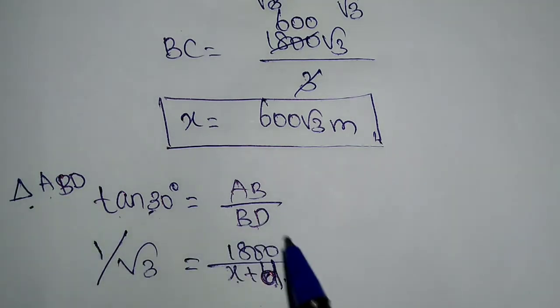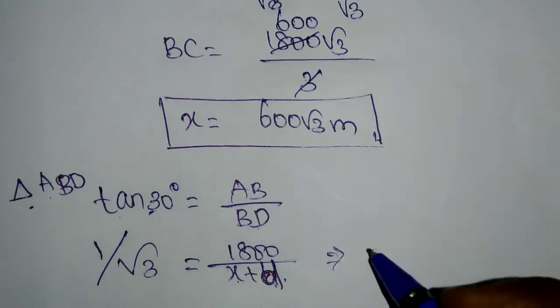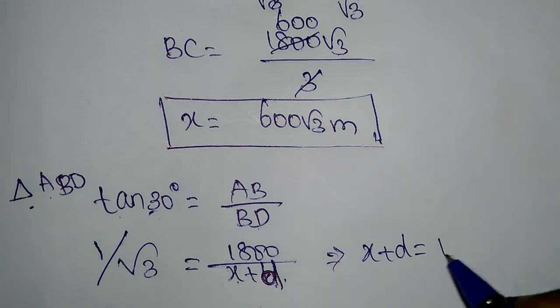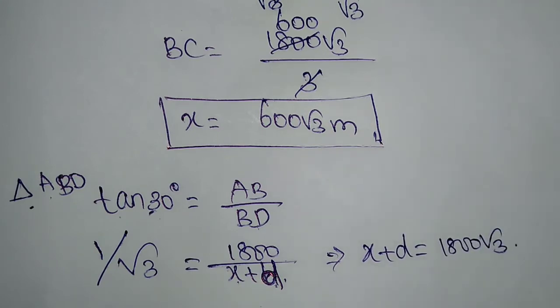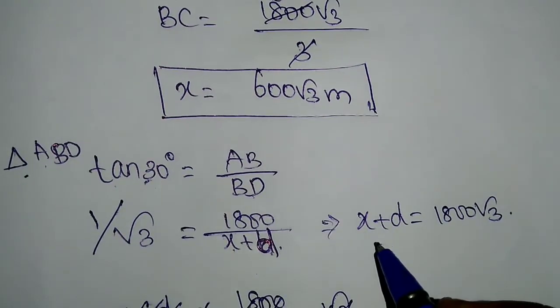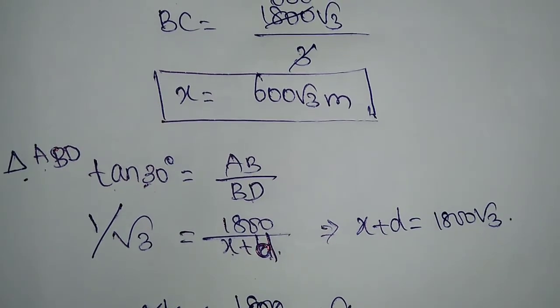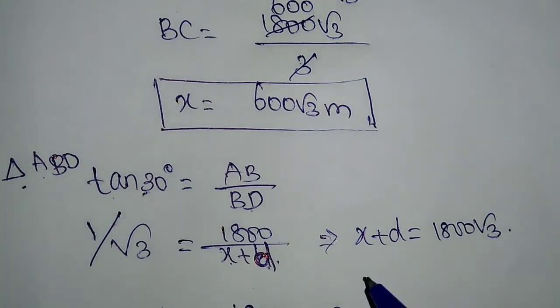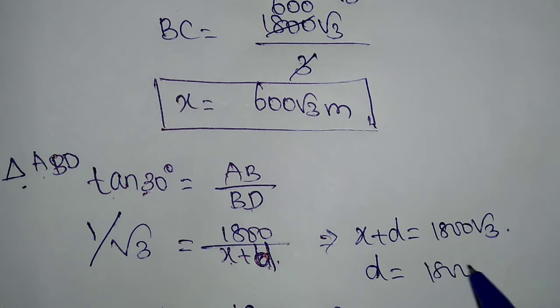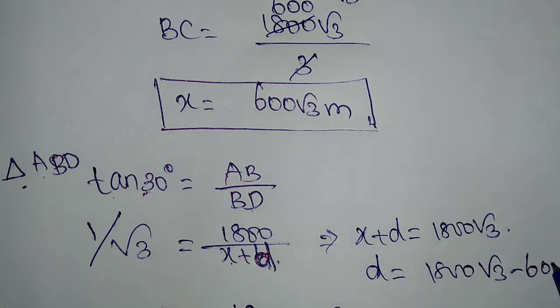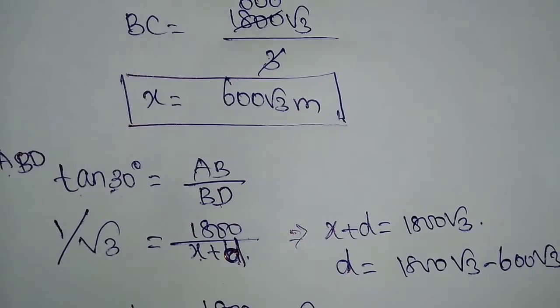AB divided by BD. Here AB is 1800, tan 30 degree is 1 by root 3. So BD is X plus D. Okay, here we get X plus D is equal to 1800 into root 3. Here we have to substitute the value of X. So D is equal to 1800 root 3 minus 600 into root 3.